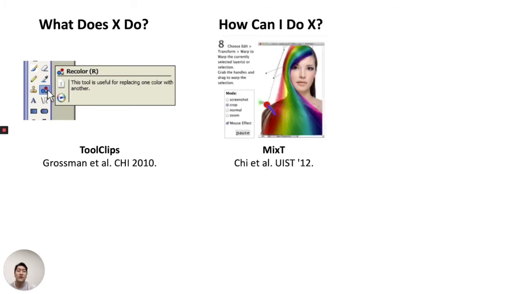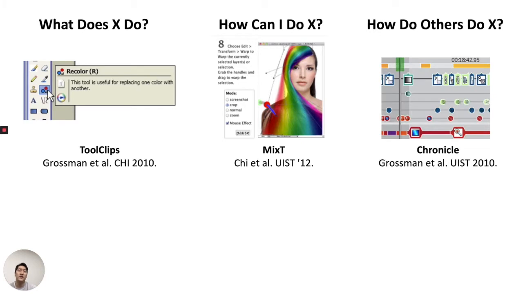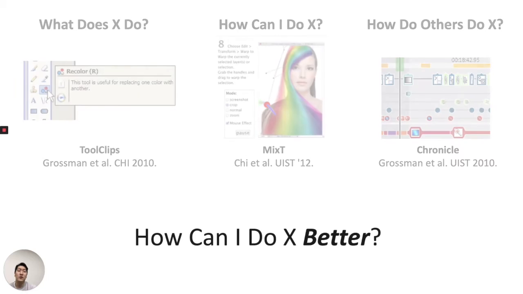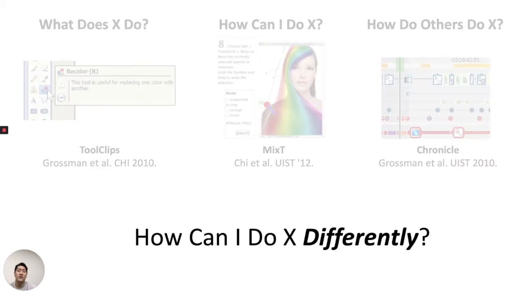Or how can I do this? Or how have others done this? But for the transition to expert behaviors, users also need to know what is a better way of doing this. Or to explore the alternatives and variations, users also need to know, how can I do this differently?